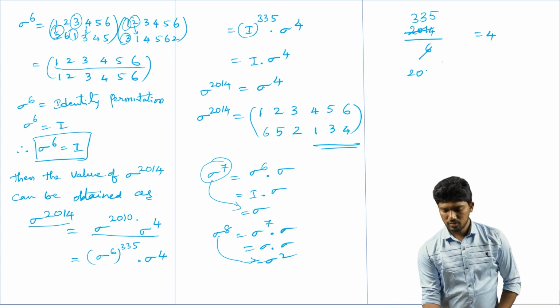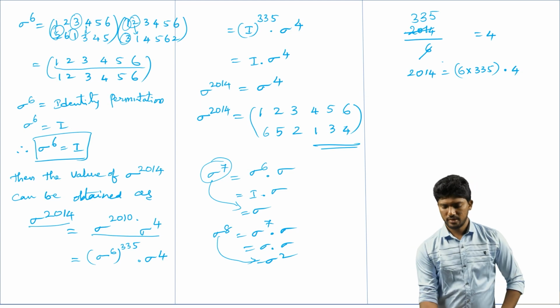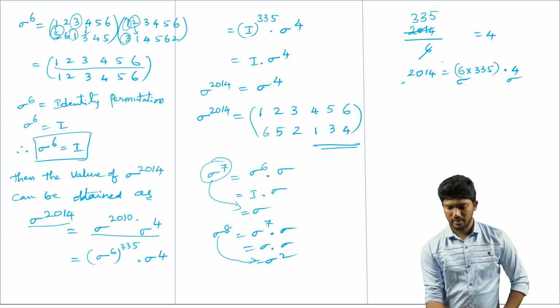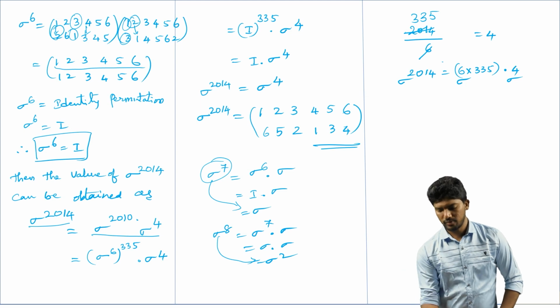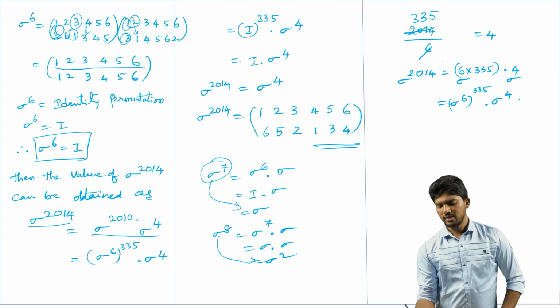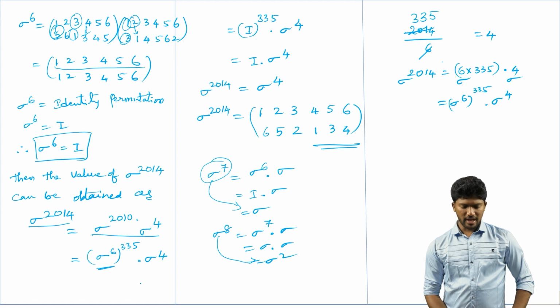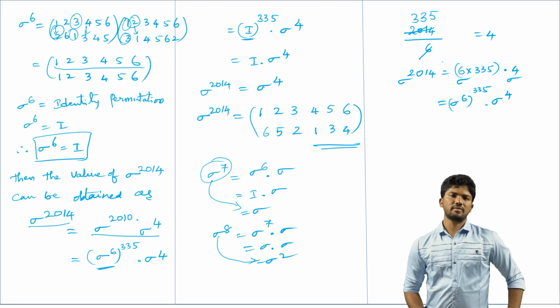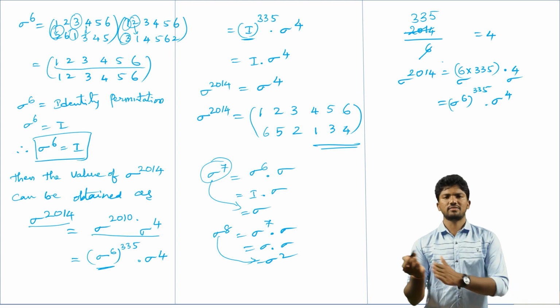So you can write 2014 as 6 into 335 plus 4. In this format, you can apply the sigma. Sigma power 2014 is equal to sigma power 6 into 335, into sigma power 4. Then you can separate that as sigma power 6 to the 335, into sigma power 4. And you know very well, sigma power 6 is the capital I power 335, and identity into something, again you will get the something only.